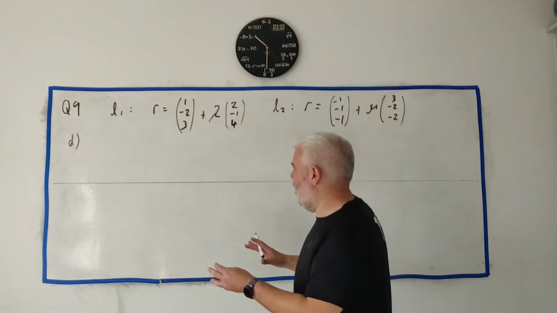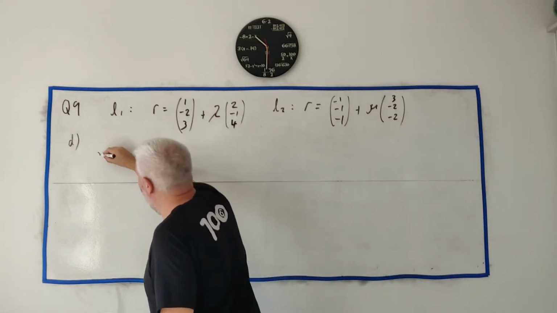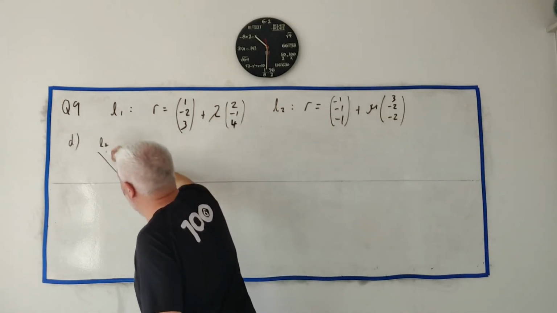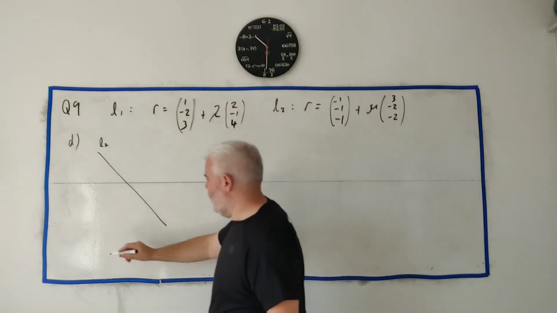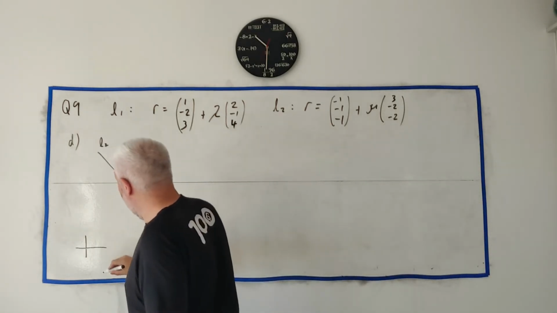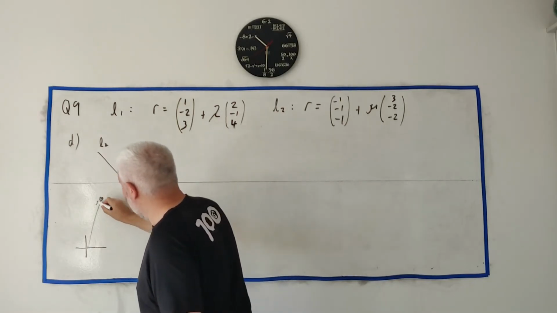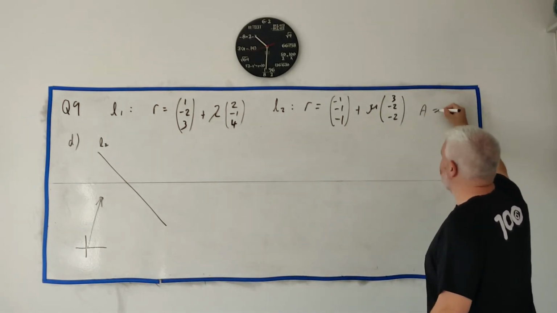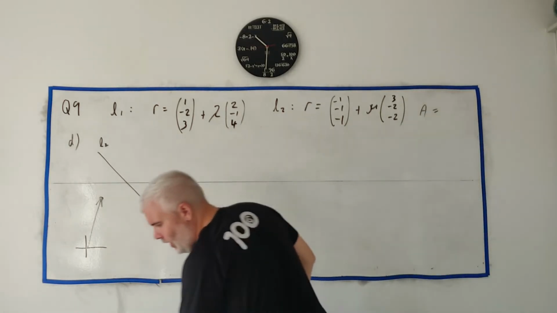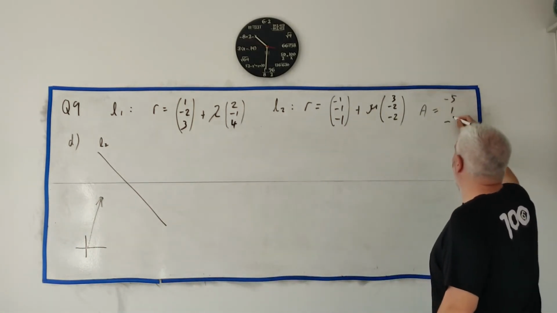Let me draw what's happening first of all. We have a line 2. So let's draw line 2. That's L2 here. We have a position vector A. So we'll start off at the 0, 0 point, and we have point A here. Here's point A. And we got the position vector to that. That was, I've rubbed it out here, but A was equal to, let me check my notes, -5, 1, -9.